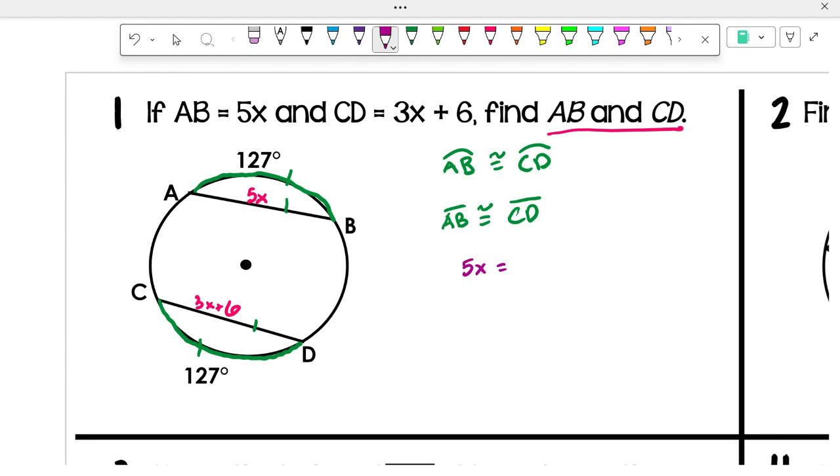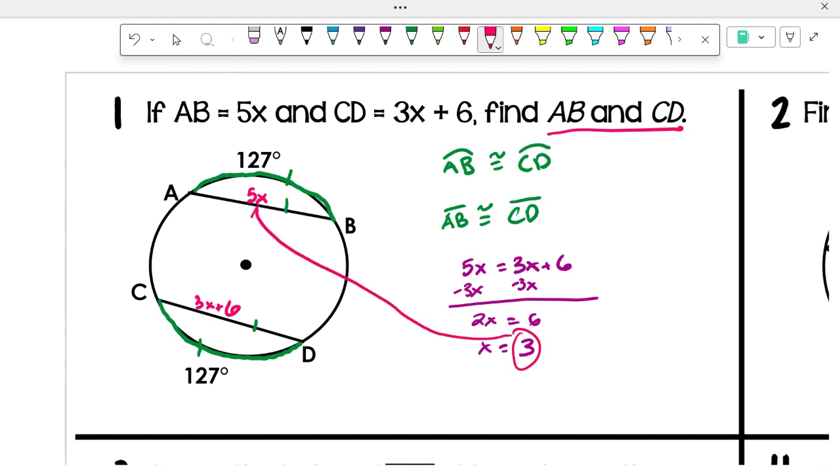So I get 5x is equal to 3x plus 6. I'm going to subtract 3x over. I get 2x is equal to 6, so x is equal to 3. Now, that's not my answer because what did it ask me to find? AB and CD. So what do I need to do to find it? Plug in the 3 for the x's. And since they are congruent, we only need to plug it in for one of them. So since AB and CD are congruent, I'm just going to plug it in for AB because that's the easier one.